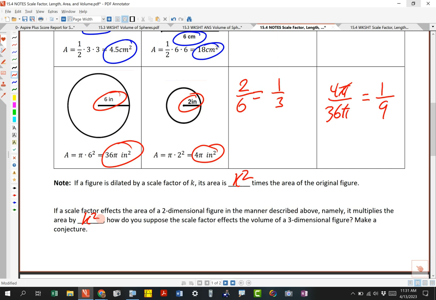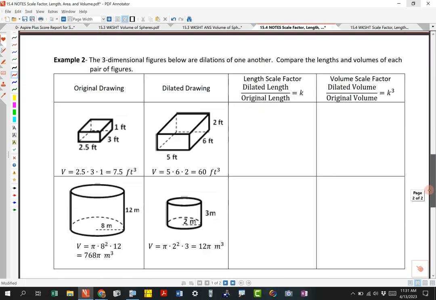Mason, did you have your hand up? What do you think it is? It'll cube it. Think it's going to be cubed? So can you say that in our language right here? What's the scale factor for the volume going to be? K cubed. Okay, so let's flip it over.